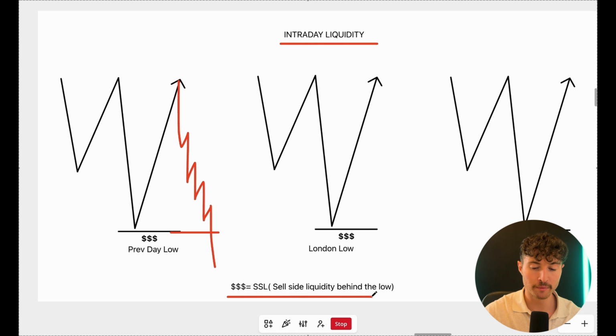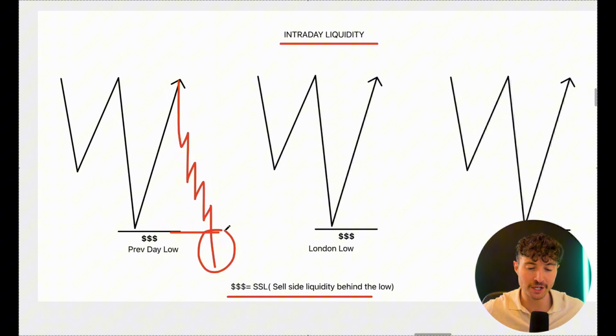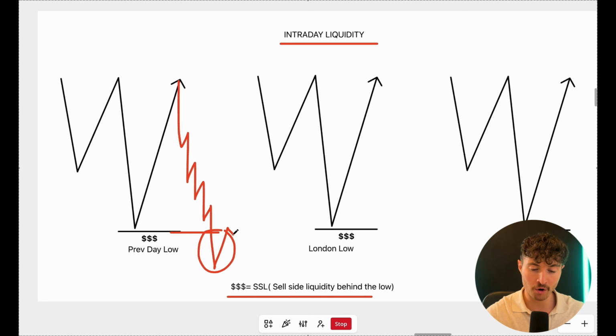This, as we know, is going to be providing sell side liquidity behind the low that institutions can use to position themselves into the market. They therefore can prevent slippage in the market. They can fill their orders effectively, and then they can look at targeting higher prices.